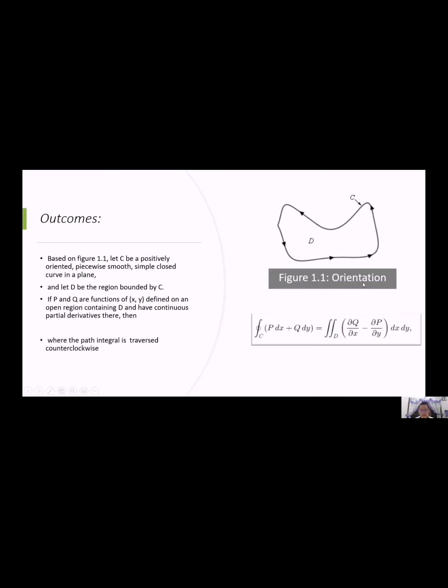Based on figure 1.1, let's see a positively oriented curve C, and D is the region bounded by C. If P and Q are functions of x and y defined on an open region containing D and have continuous partial derivatives there, we can get the formula: double integral of del Q per del x minus del P per del y dx dy. Now I pass the next part to my team member Noor Najwa to continue the presentation.